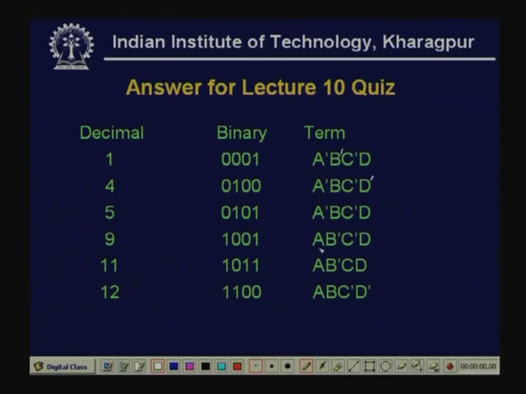0101. For 9, it will be A, B dash, C dash D. For 11, 1011, so A, B dash, C, D. For 13, the binary value is 1101, so A, B, C dash D. The three variables are uncomplemented 1, and only the 0 is for B, so it will be B dash in the min term. Similarly, 12 will be 1100, means A, B, C dash, D dash. So, these are the terms.